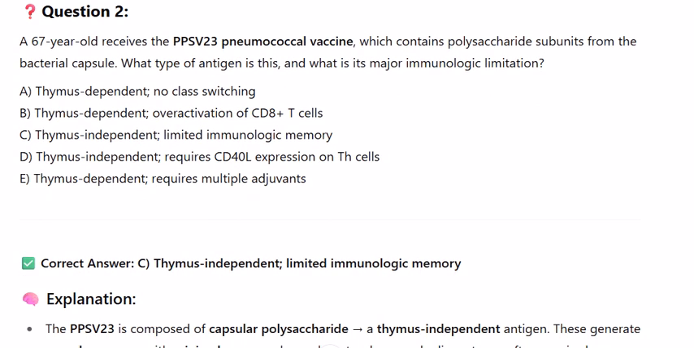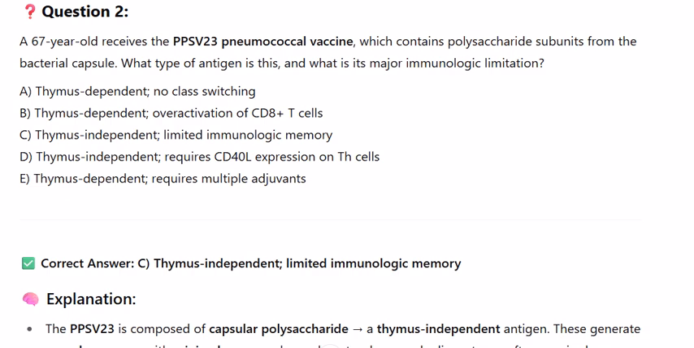Question 2. A 67-year-old receives the PPSV23 pneumococcal vaccine, which contains polysaccharide subunits from the bacterial capsule. What type of antigen is this, and what is its major immunologic limitation? A. Thymus-dependent, no class switching. B. Thymus-dependent, overactivation of CD8 T cells. C. Thymus-independent, limited immunologic memory. D. Thymus-independent, requires CD40L expression on Th cells. E. Thymus-dependent, requires multiple adjuvants.